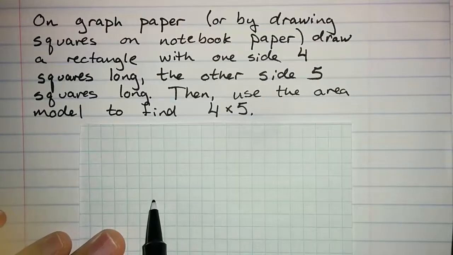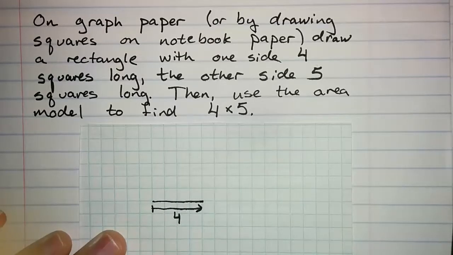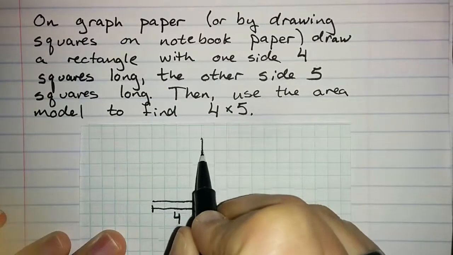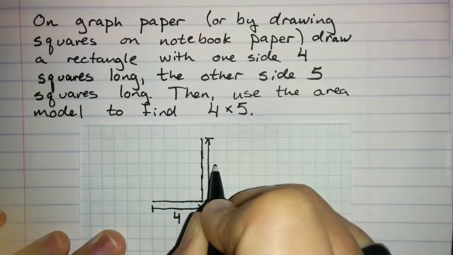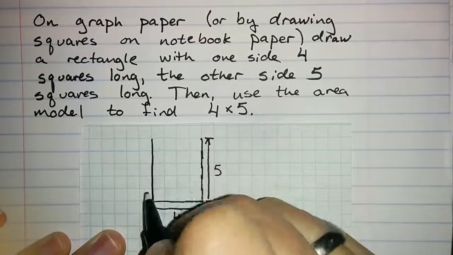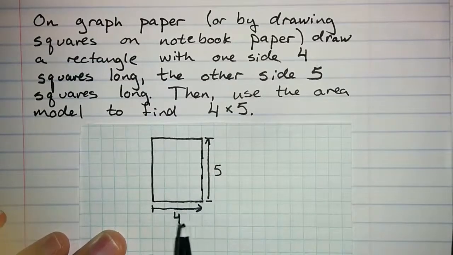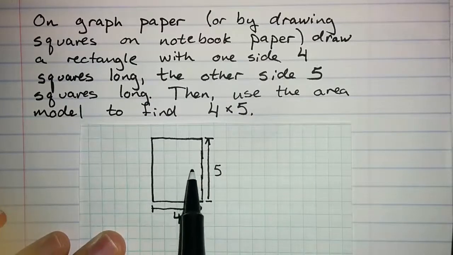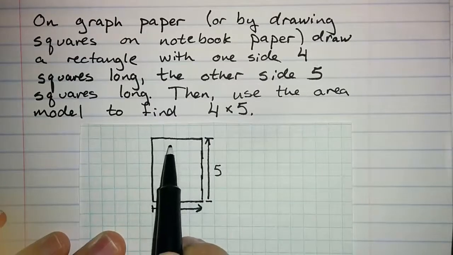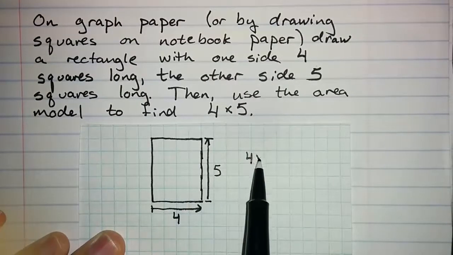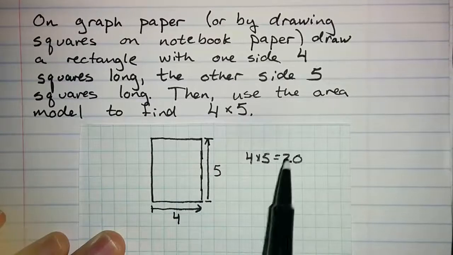Okay, so I want to draw one side 4 squares long. This distance is 4. And the other side 1, 2, 3, 4, 5 squares long. This distance is 5. Fill it in so I've got a rectangle here. 4 times 5 will be the number of squares that this rectangle covers, which is 1, 2, 3, 4, 5, 6, 7, 8, 9, 10, 11, 12, 13, 14, 15, 16, 17, 18, 19, 20. According to the area model, 4 times 5 is 20.